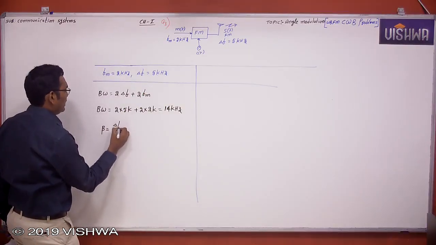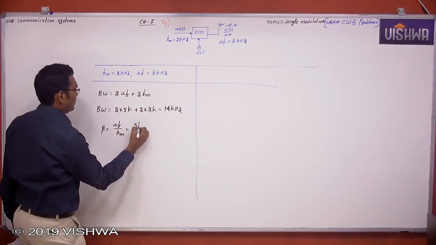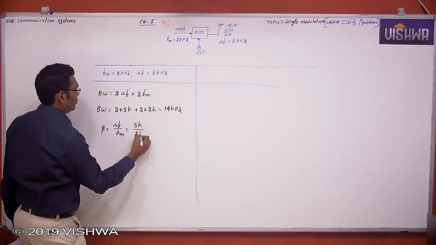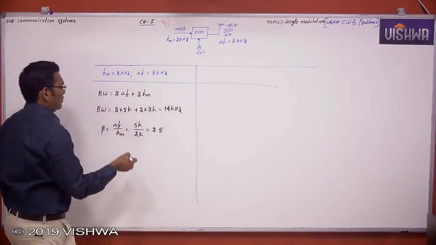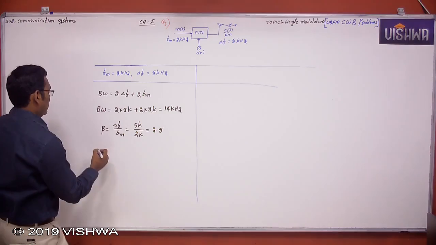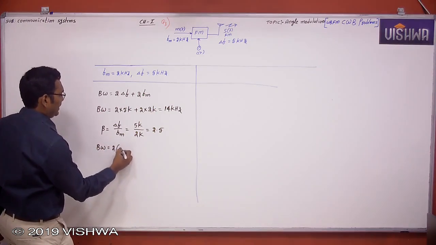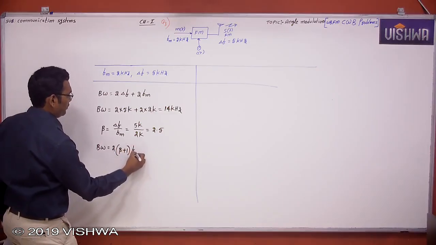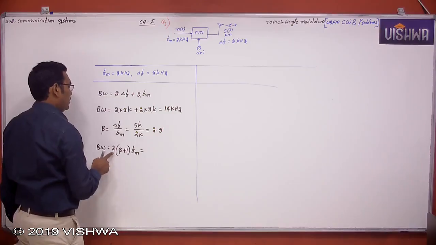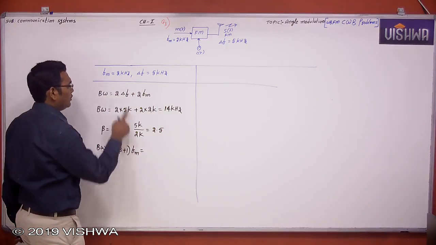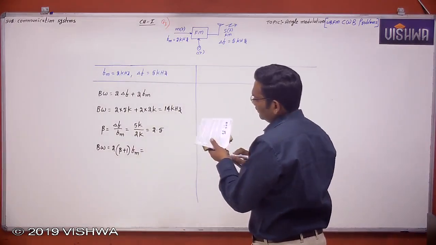Or you can write like this also. Beta equal to delta F by Fm. Delta F is 5 kilo by Fm is 2 kilo, which is equal to 2.5. Now bandwidth is equal to 2 into beta plus 1 into Fm, which is 2 into 3.5 is 7, 7 into 2 is 14, same answer. Okay. Now what is B bit?